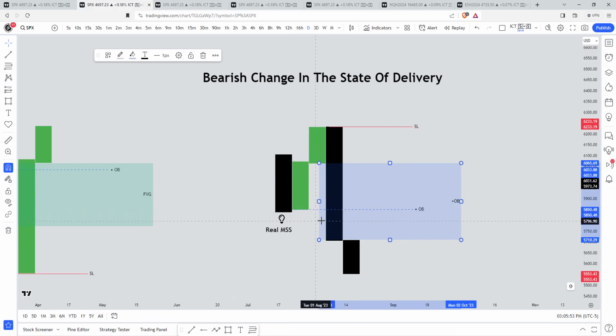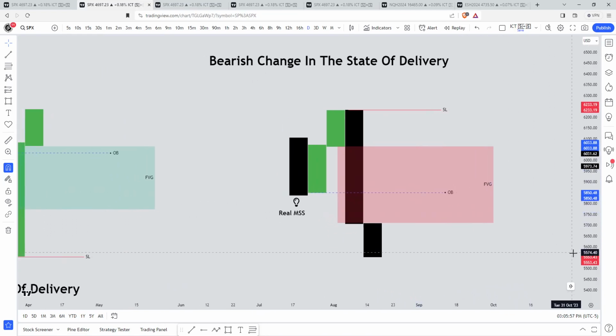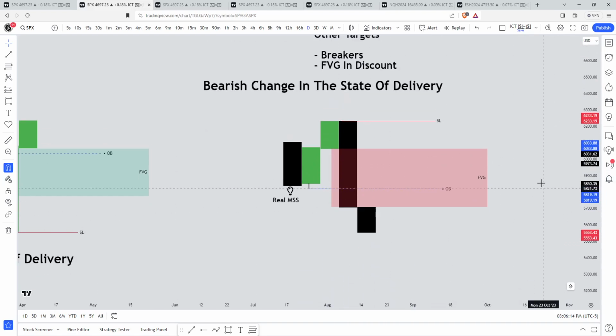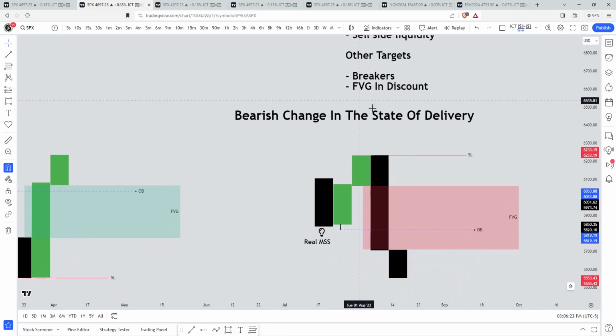Now ICT might do it differently. This should say SIBI, bearish fair value gap. ICT might just use the open. Personally, from what I've learned and just my experience of it, I've found it best to just wait for price to close below the lower wick of those two up close candles. Once price can do that and create a bearish fair value gap, I'm targeting sell side liquidity 90% of the time. Other targets can be breakers in a discount or a fair value gap in a discount.